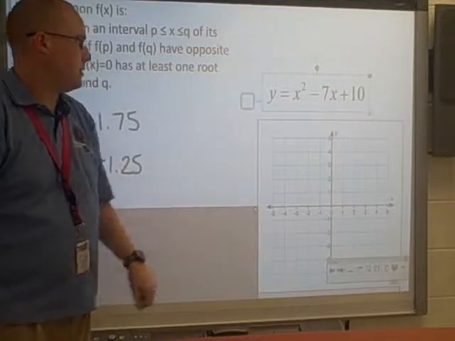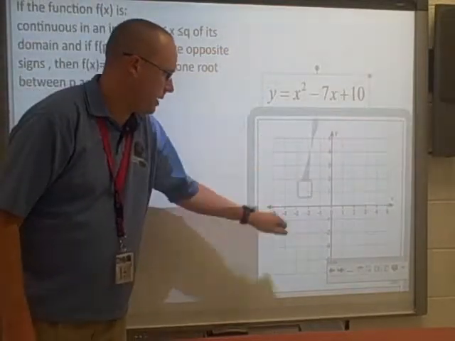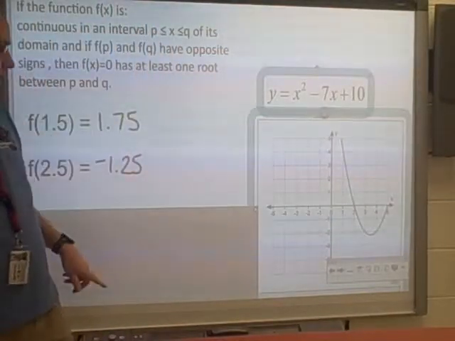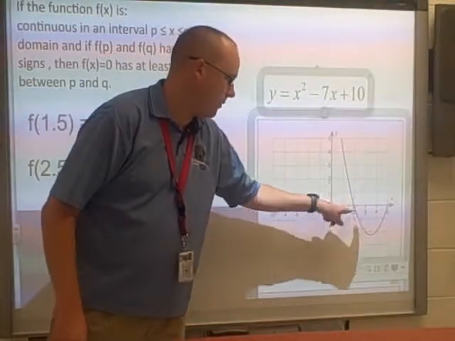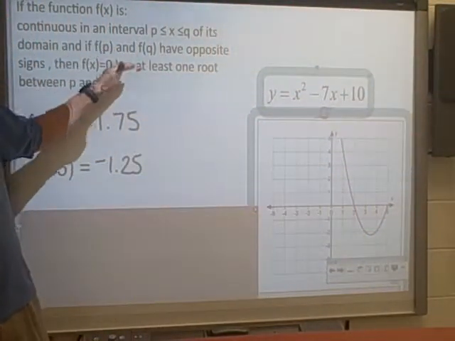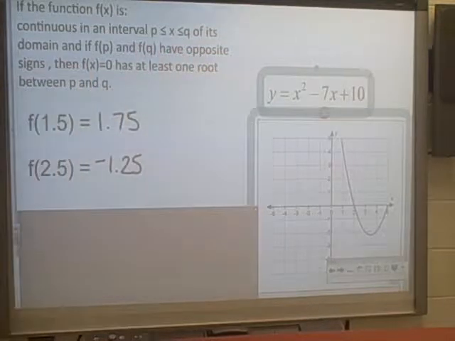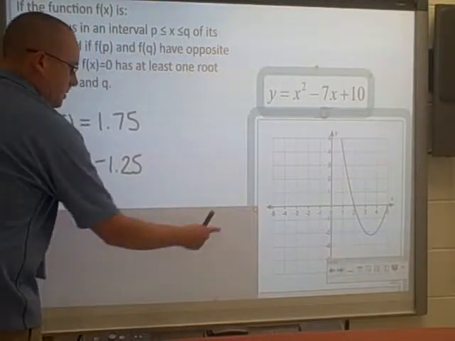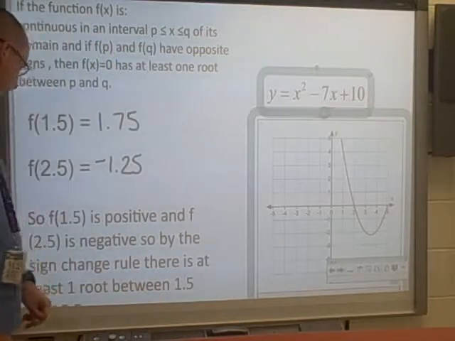Now if we actually look at this graph here and see what it looks like, then you can indeed see that there is a root between 1.5 and 2.5 at this point here. Also notice with this rule it says there is at least one root, so there could be more than one, but for this one we showed that there is at least one root. Once we've got that one root, then we can start to narrow it down a little bit more as to what the answer might actually be.